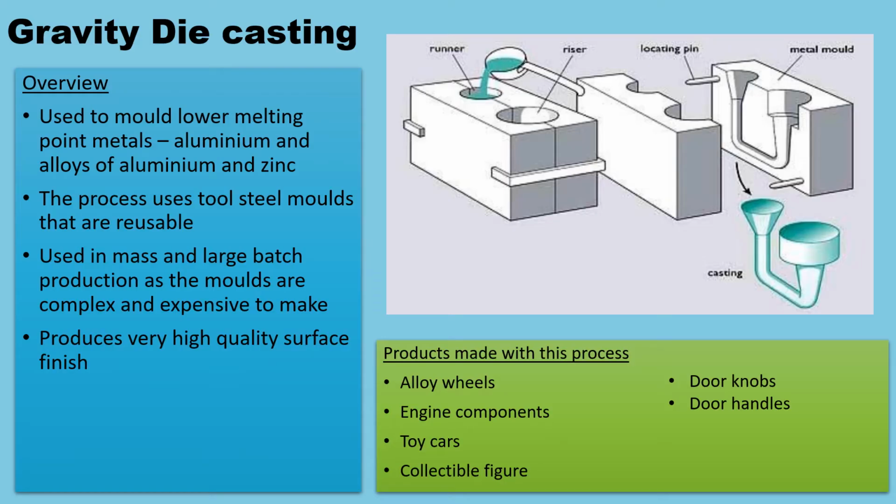So there are different types of die casting, and the first one we're going to look at is gravity die casting. So the overview and the products made with the process is the same as what we've discussed before, but it's the process itself that's a little bit different to others.